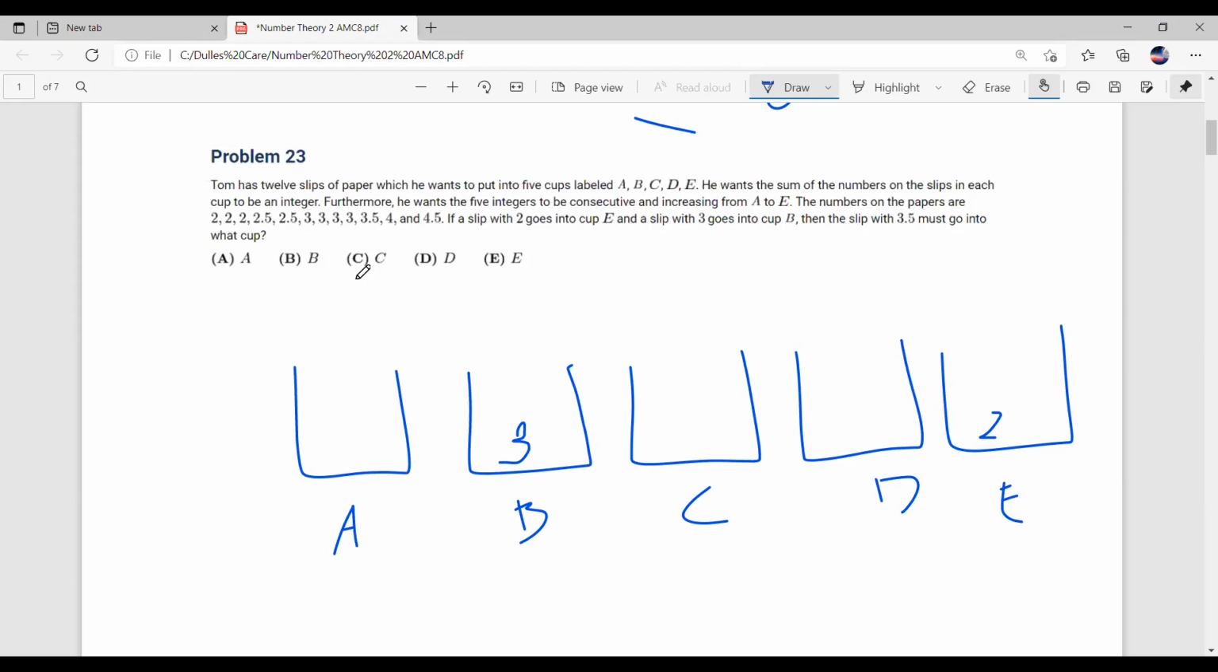Now, in order for 3.5 plus some number to be equal to an integer, we know that 3.5 must add to some number that has 0.5 in its decimal place. Basically, 3.5 plus 2.5 will give us an integer, 6. So that's what we want, right? We also know that the 5 integers are going to be increasing.